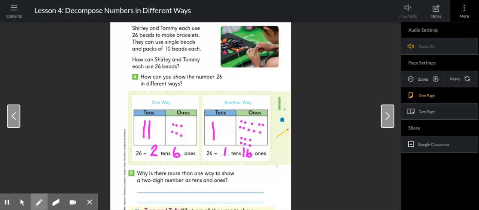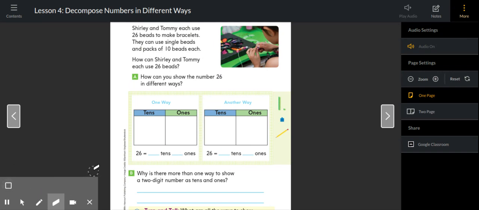Why is there more than one way to show a 2-digit number as 10s and ones? Write one sentence there. Talk with somebody at home why you think that would work. Why can you make it 2 or 3 or 4, or sometimes even more than that, different ways?